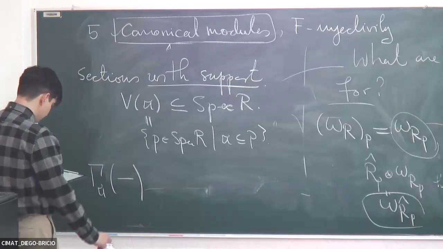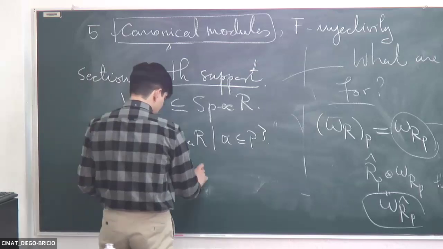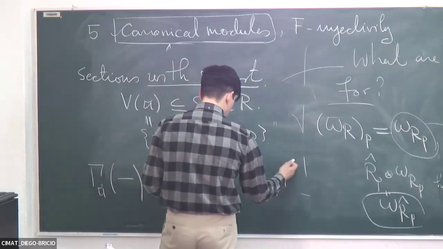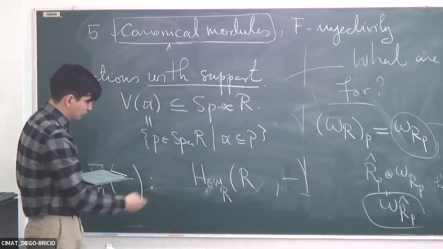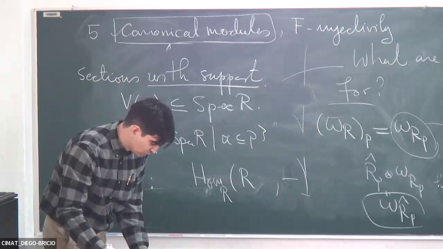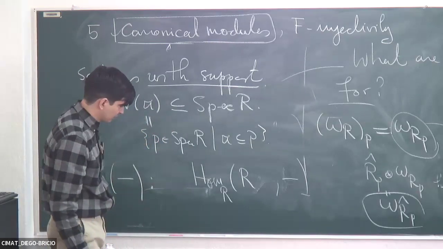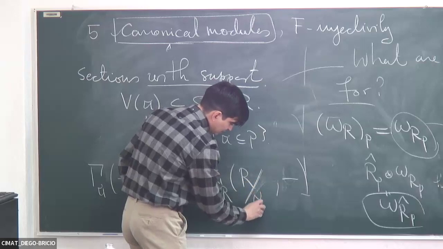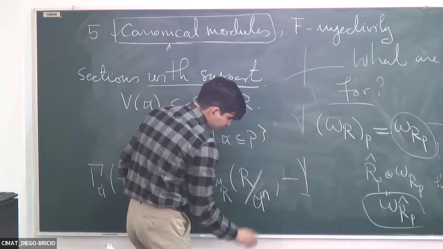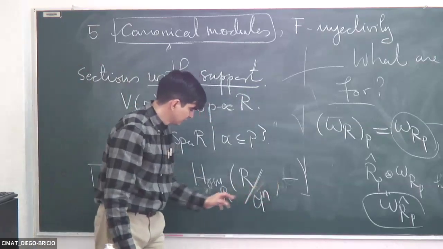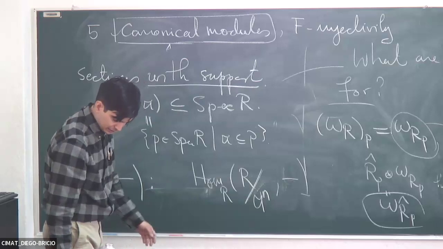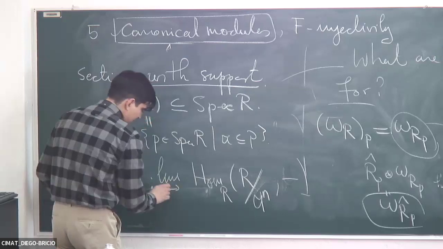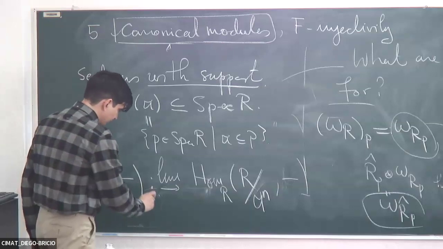Okay. So let's look at the functor we had before. I guess blank. Right? This is the functor of sections. We want a functor of sections with support. With support here or with support in A, it doesn't matter. So what we do is that first of all, we're going to quotient by A to some power. Okay? We're going to look at maps from here to here. And then we take the limit. This is an injective limit over N.